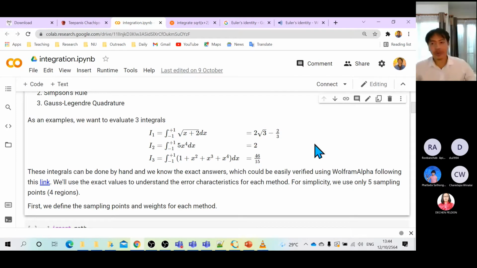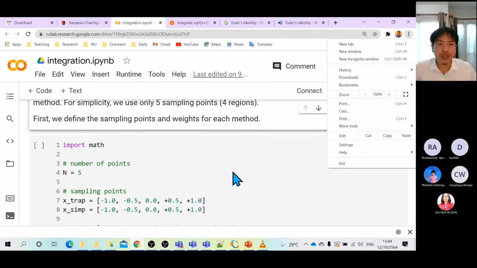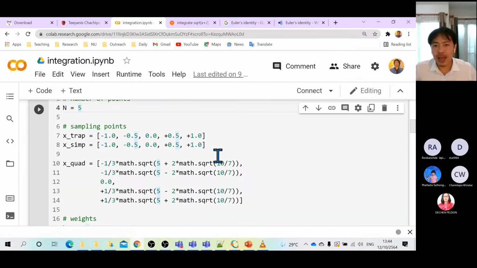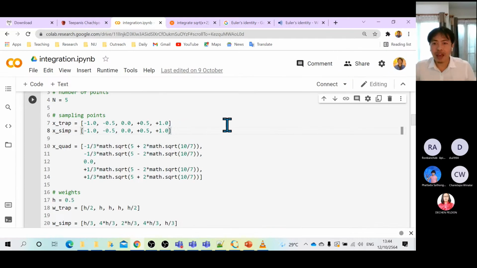Okay, so how do you do it? Let's do it with Python code. We have 5 points, and here I have to define my sampling points. So I have 5 points, and therefore the x locations will be -1, -0.5, and so on. And then I have to compute this here. The sampling points for quadrature are not evenly spaced. It has some strange formula.